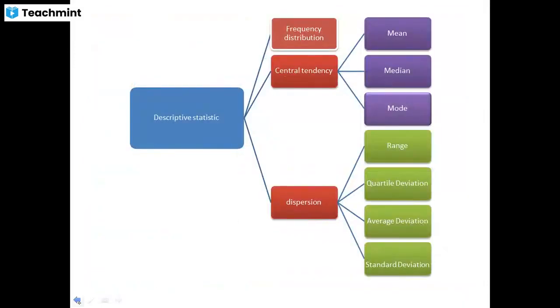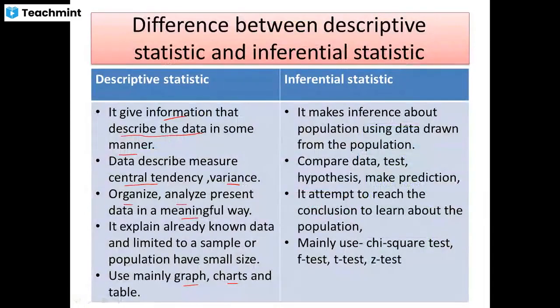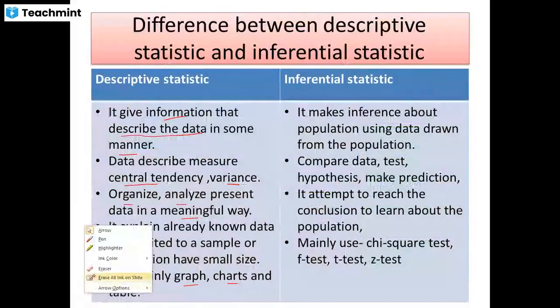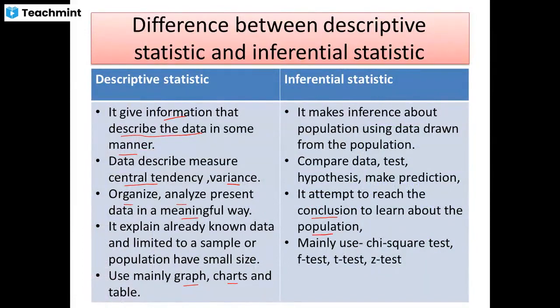tabular form. Now when we see inferential statistics, inference means conclusion, which gives one conclusion. See here, there is a conclusion to learn about the population. Inferential statistics gives a prediction about the population by using the sample. So it makes the inference about a population using data drawn from the population.